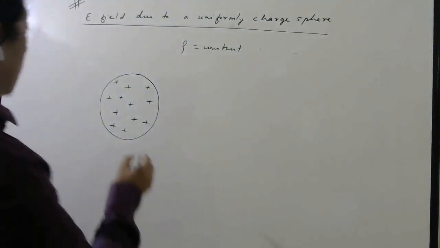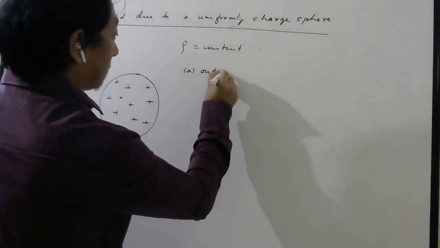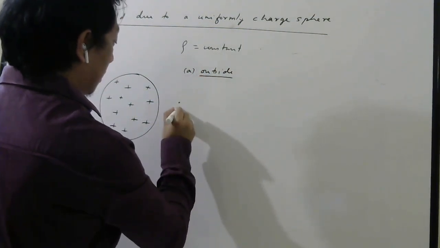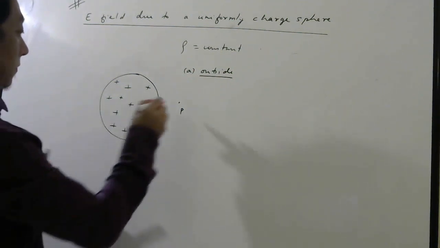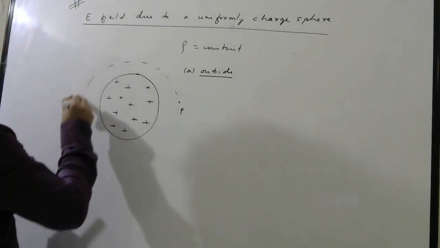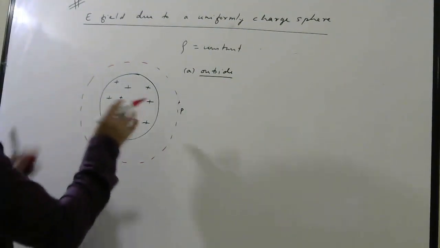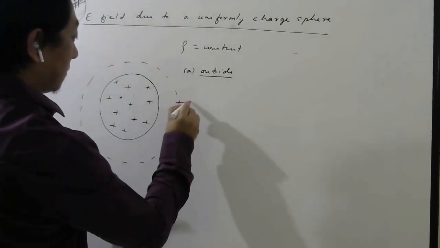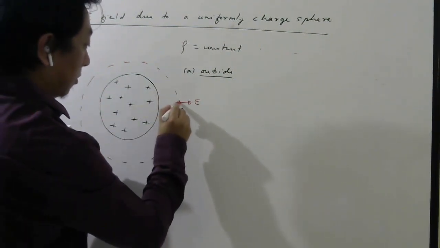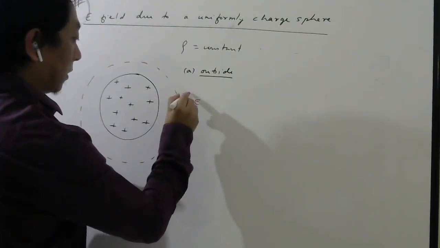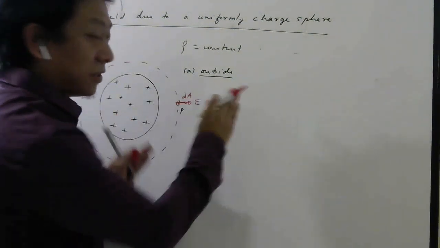Okay. Now if I first ask what is the electric field outside, at some point here, then what you do? You draw a Gaussian surface. Then you know electric field lines will be radially outwards like this. Area vector of any part here will be also radially outwards. So everywhere your electric field and area vector will be in same direction.